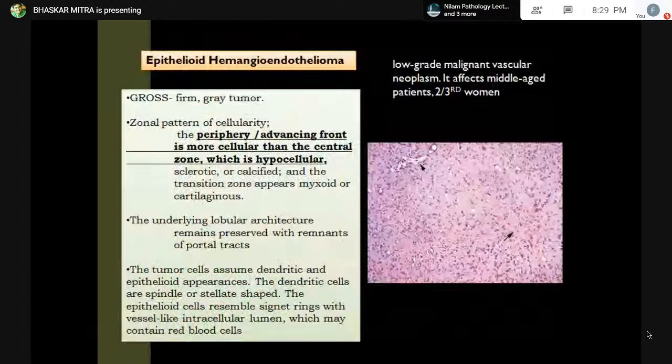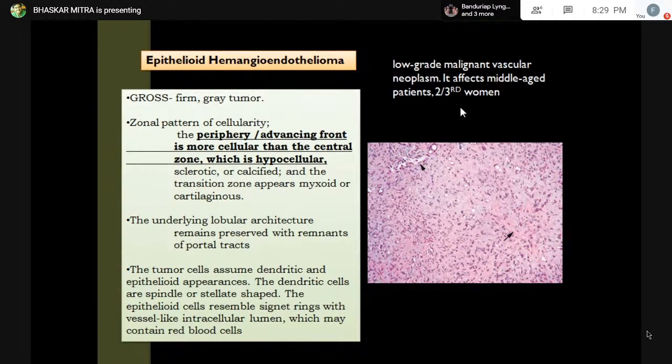Now, there may be borderline vascular proliferation like epithelioid hemangioendothelioma. They show small vessels, with the periphery showing more cellular areas and the central areas hypocellular, which are sclerotic, may be calcified. In between, the stroma may be myxoid. The individual tumor cells show a dendritic type of appearance or epithelioid appearance, and may show signet ring type of cells. These are low-grade malignant vascular neoplasms.